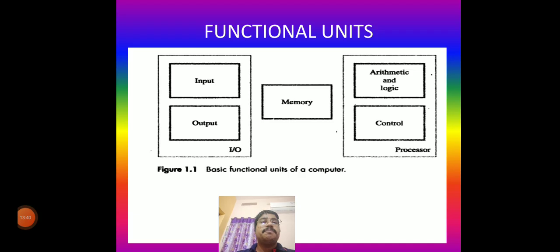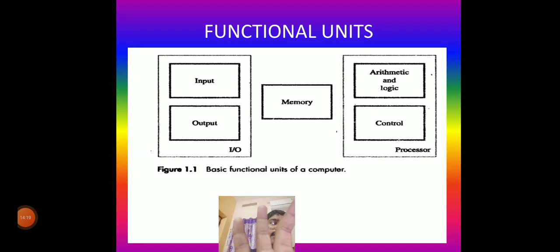The next thing is the functional units of a computer. You are all very familiar with this. Overall, this is a general block diagram of a computer. Here the functional units are basically classified into 3 types. First one is IO, second one is processor, third one is memory. IO means input output devices. Processor means CPU, central processing unit, which has an arithmetic and logic unit and a control unit.